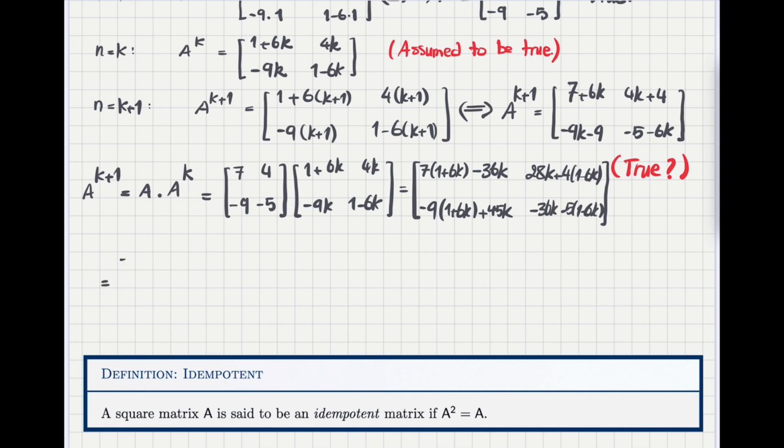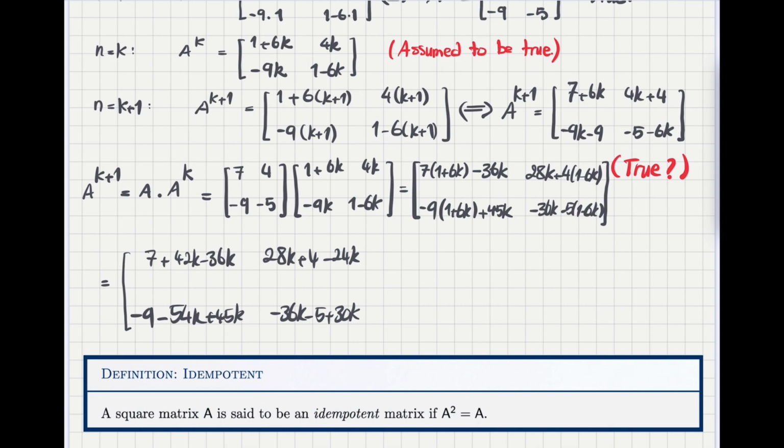I have to open the pair of brackets, so it becomes 7 plus 42k and minus 36k, and then I have 28k plus 4 minus 24k, and then I have minus 9 minus 54k plus 45k, and then minus 36k minus 5 plus 30k. Okay, so let us simplify the last step.